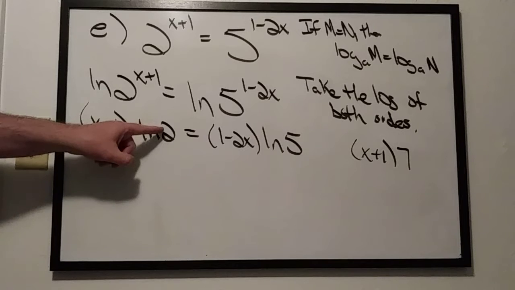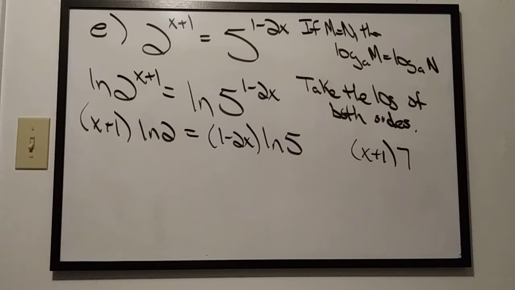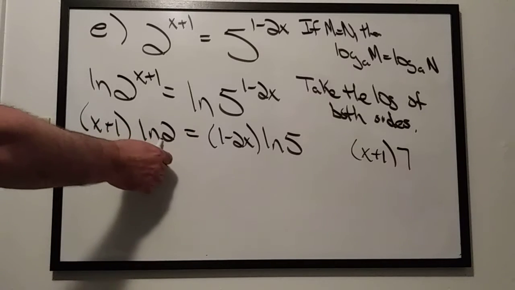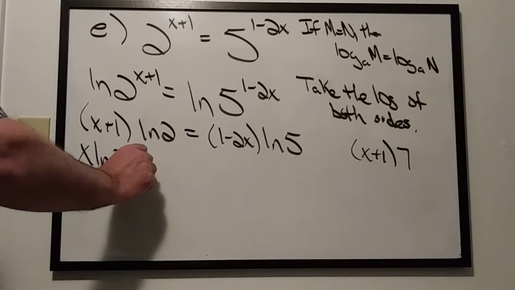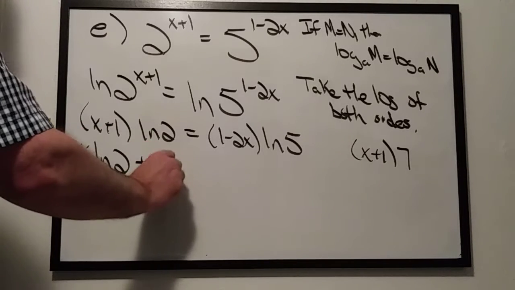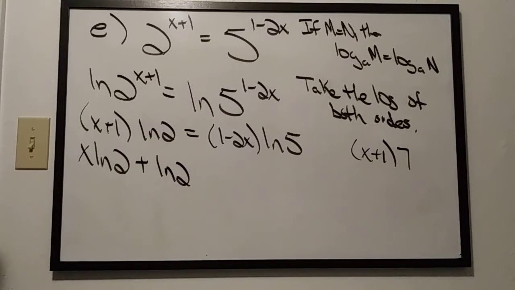So if I distribute this natural log of 2 through to the x, I'm going to get x times the natural log of 2. And then if I distribute this natural log of 2 through to the 1, I'm going to get 1 times natural log of 2. But 1 times anything is just that anything. So there we have natural log of 2.